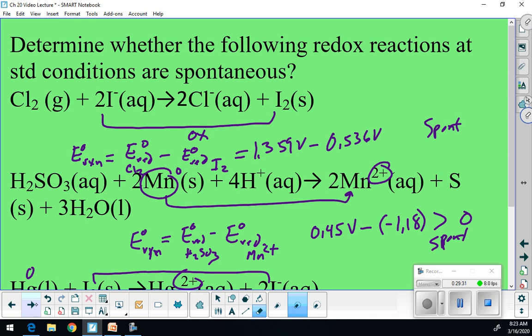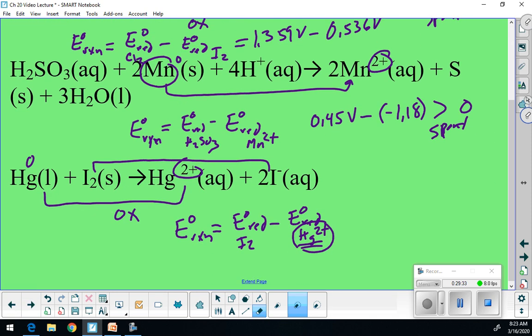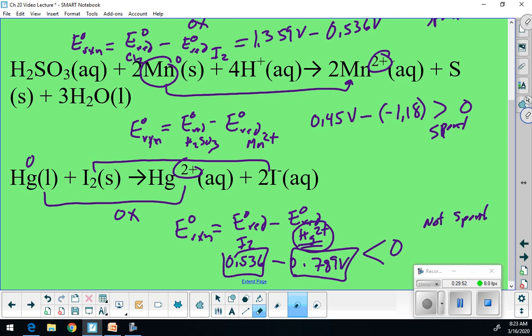And let's take a look. I said this was a 0.536 minus a 0.789. Well, that is a negative value, right? That is bigger than that, so that means that's less than 0, so it is not spontaneous. All right, cool.